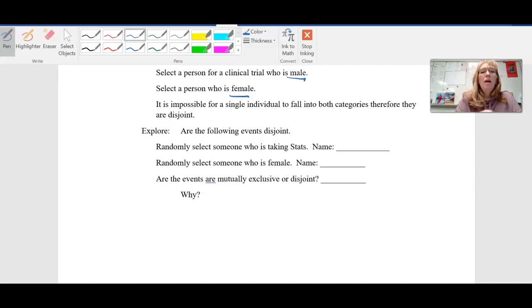Let's think about that. Let's randomly select someone who's taking class. I'm going to select Haley. Randomly select someone who's a female. I'm also going to select Haley. Are the events mutually exclusive or disjoint? And the answer is no, because I can select someone who is taking stats who is a female. So they are not disjoint.